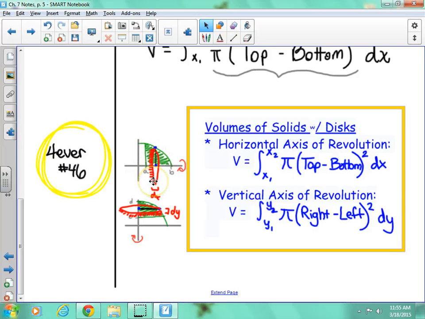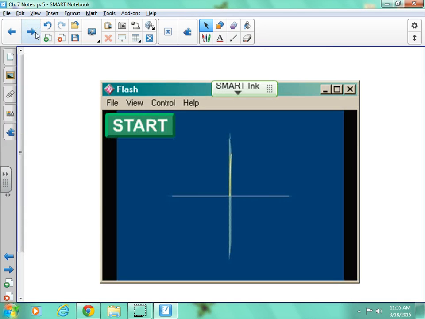I don't care as long as you're understanding and getting it right. Okay? If you need to visualize, visualize. If you don't need to visualize, don't, but don't make a mistake. We talked about how thickness dx, right, thickness dy. We want to get to some interesting examples today.